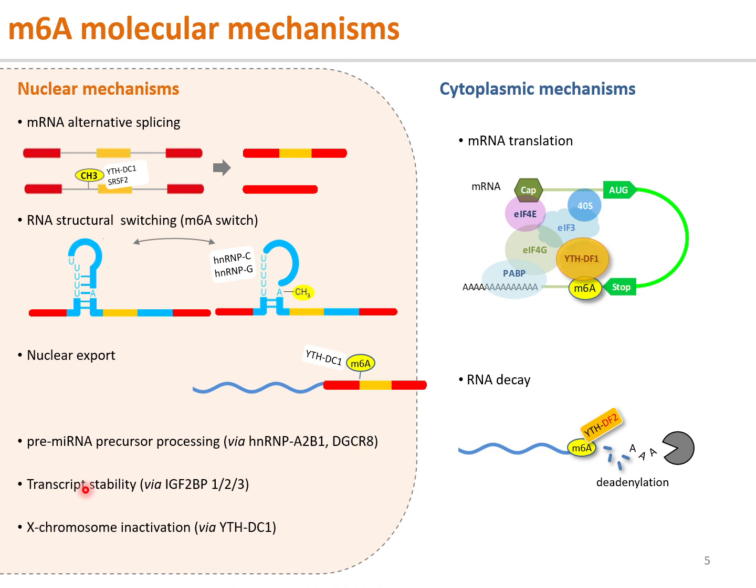So what are the molecular and biological functions of m6A modification? In the nucleus, m6A modification in the transcript is read by YTHDC1 or the serine arginine splicing factor SRSF2, which determines the splicing of the intron and alternative splicing. And m6A modification also causes RNA stem loop structure to change. This m6A switch is read by hnRNP-C and hnRNP-G readers. m6A modification is also read by YTHDC2 readers to regulate RNA nuclear to cytoplasmic export.